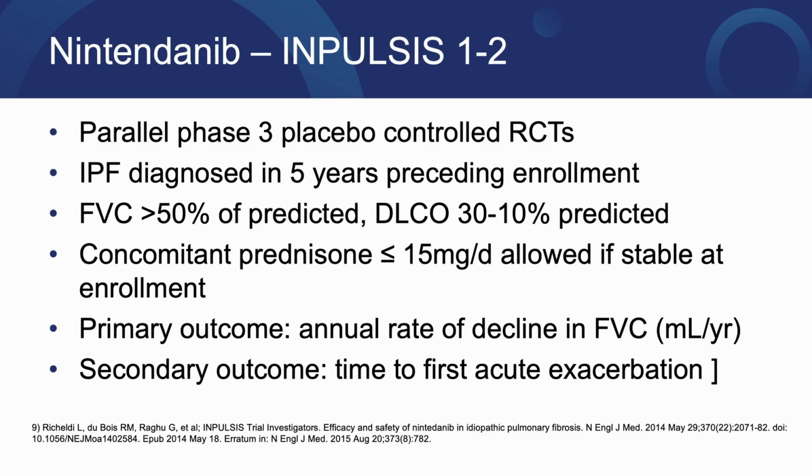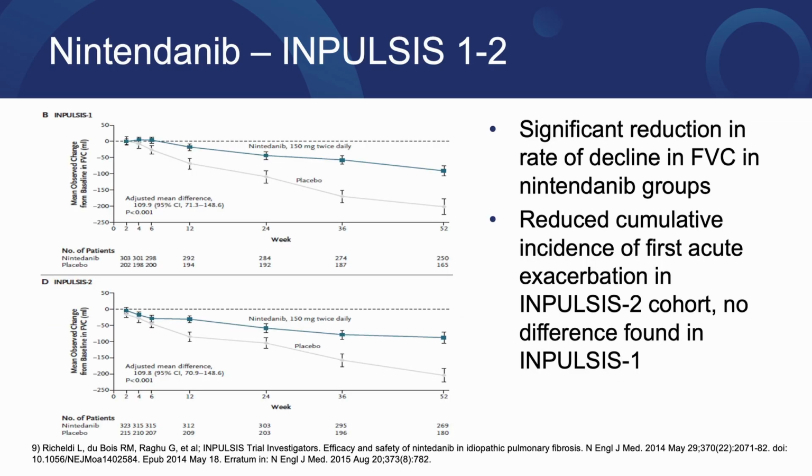Secondary outcome for this was looking at time to first acute exacerbation. So they were able to show that they were able to slow the rate of decline in their FVC in the treatment arm versus the placebo arm. They were able to reduce also time to first exacerbation in comparison to the placebo group. And they had INPULSIS 1 and INPULSIS 2 trials, and they did not find a difference in those cohorts, so it was reproducible.